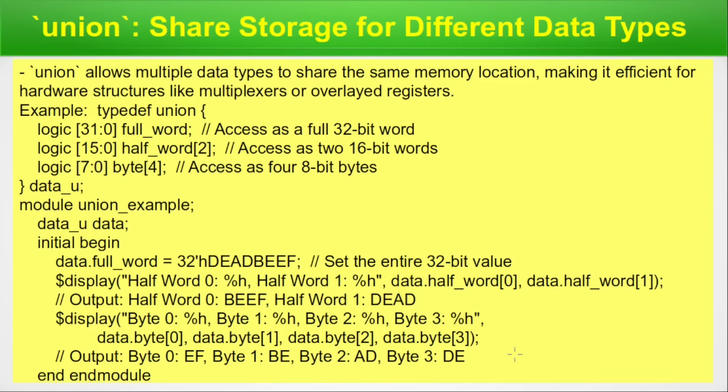That means the same storage, but we take out the slice we need. This kind of flexibility is incredibly useful in hardware design, especially for building multiplexers, decoders, or register maps where bit-level control matters. So next time you need multiple interpretations of the same signal space, think of union. It's not just efficient, it's elegant. We are done with this particular slide. Let's move on to the next slide.